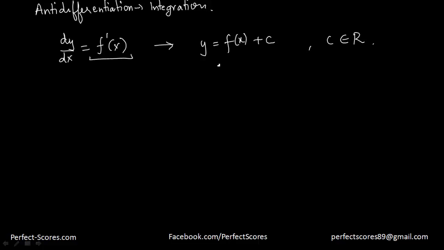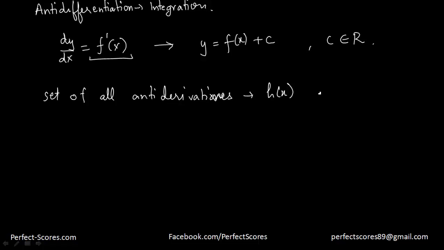Fine. So I suppose you're understanding this point. Now there is a different way in which you can denote it. You can denote this y with an integral sign. So the set of all the antiderivatives of any function, let's suppose h of x, is denoted by this sign over here, which is the integral sign, and is called the indefinite integral.